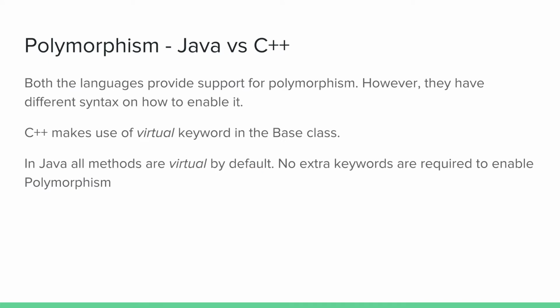Next, let's move on to polymorphism, the differences in Java and C++. Both the languages provide support for polymorphism. However, they have different syntax on how to enable it. In C++, you have to make use of the virtual keyword in the base class. In Java, the virtual keyword is not required because in Java, all methods are virtual by default. So hence, no extra keywords are required to enable polymorphism.